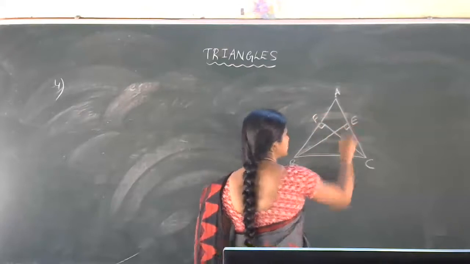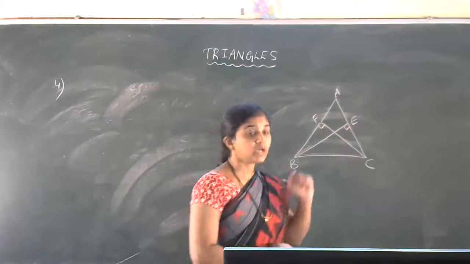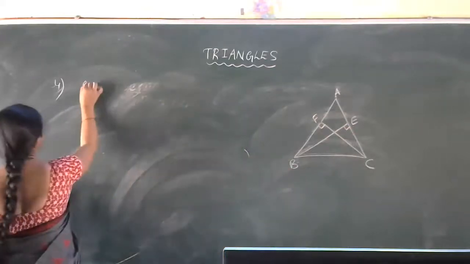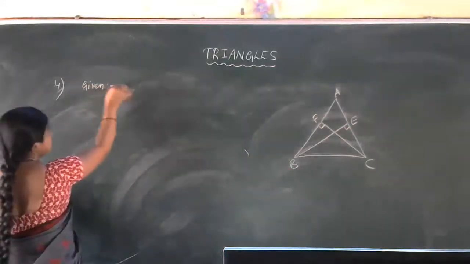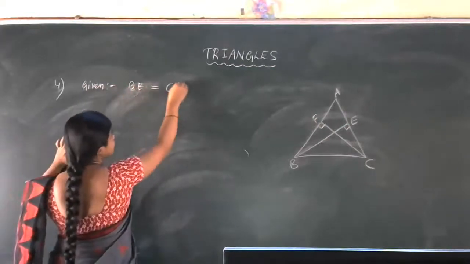These are altitudes only here also. Altitudes. Got the idea? So E and F. So now what is given actually for the fourth problem? Given is these altitudes are equal, BE which is equal to CF.